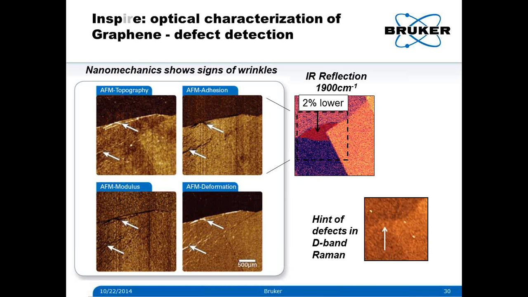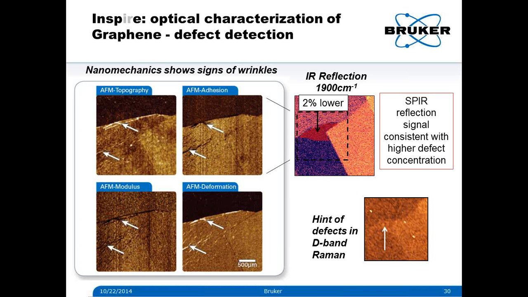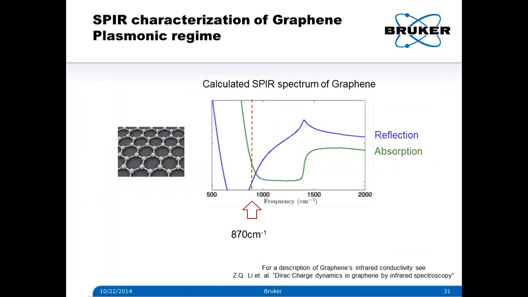And this area, the 2% lower reflectivity that we see here, corresponds to an area where we also see an increase in the D-band signal if we do Raman. And that gives us a hint that this area has some defects. So we are probably sensitive to defects in this area with the SPIR technique.